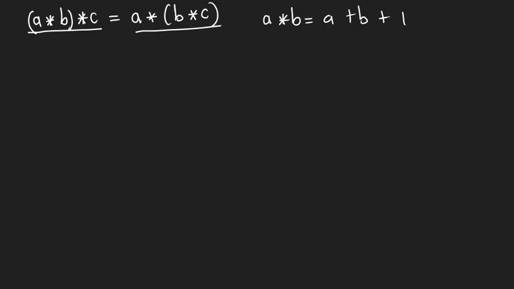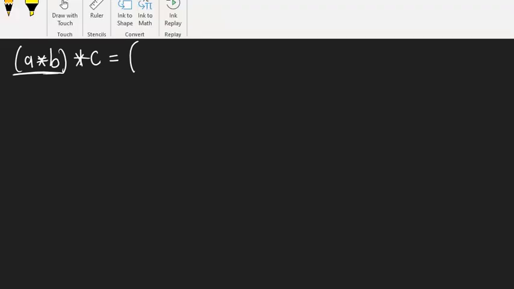Look, A star B is A plus B plus 1. So we can choose first of all to operate this part. We're going to say A star B star C. Where there is this part here in the brackets, I'm going to replace it with this. To make it easy, let me use this concept to make it easy.